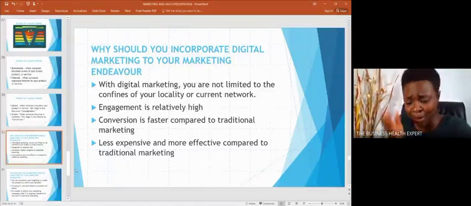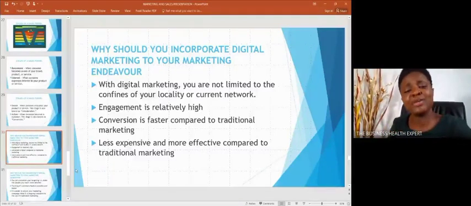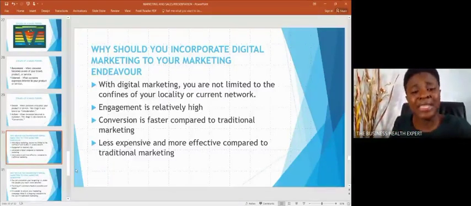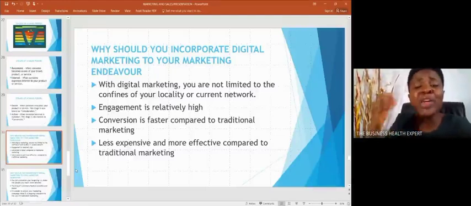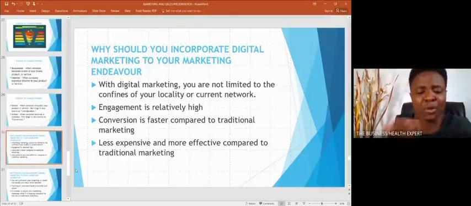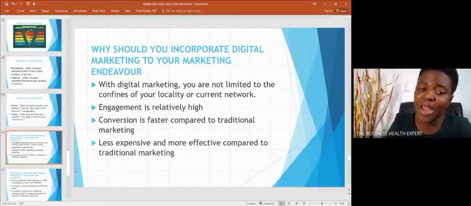But with digital marketing, you just open your Facebook, Instagram, and social media pages, start posting, start doing things the right way, be consistent, and people way beyond your physical reach will surely reach out to you, and it is less expensive.